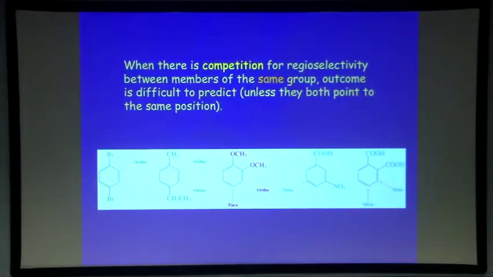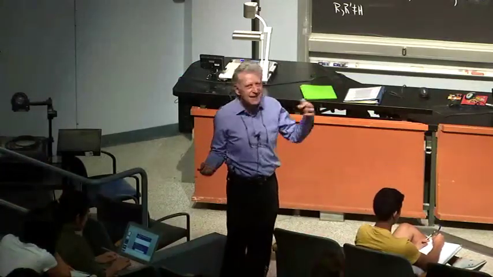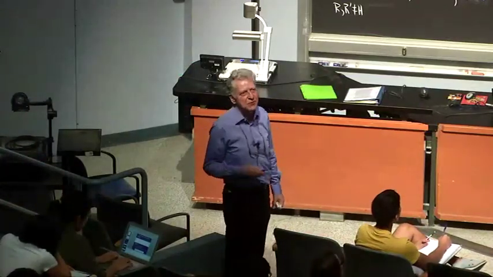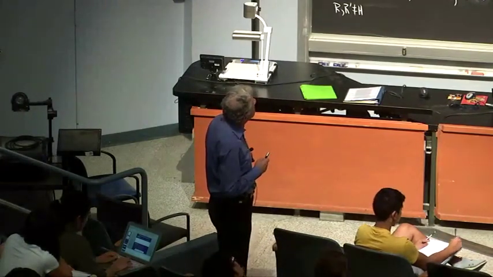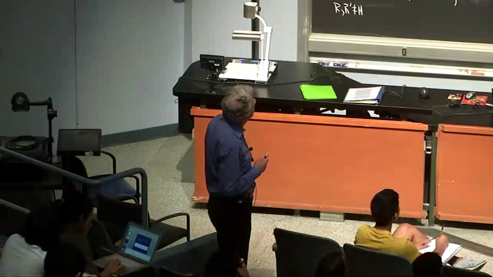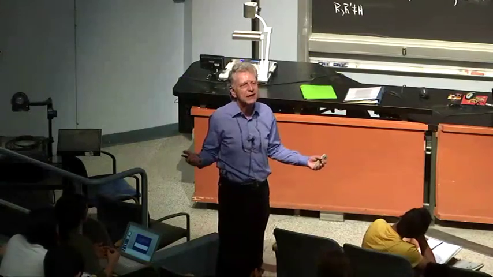So if there is competition for regioselectivity between members of the same group, then you have to hand wave. Okay? Because in principle, that should give you a mixture. So you have to look for steric effects or some other effects that might give you selectivity. So in this case, it's straightforward because it's symmetrical. So dibromo, you get ortho, well, this is ortho-para directing, but para is blocked, and this guy is para is blocked too. And ortho, all the orthos are the same. Okay? So because of symmetry, only one compound, no competition.